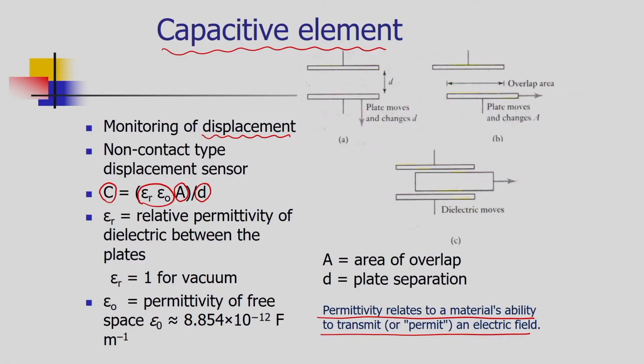So, here we are considering epsilon r as the relative permittivity of the dielectric medium between the plates and it is considered as 1 for vacuum, whereas epsilon 0 is the permittivity of the free space and the value is shown on your screen. So, this useful principle can be utilized for measurement of the displacement in our domain, that is manufacturing automation. How, that we will see now.